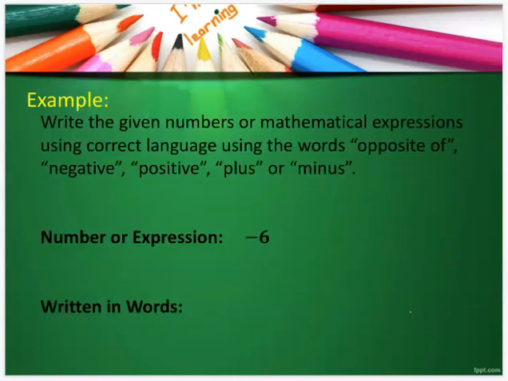So if you see this number or expression, how would you say it out loud, or how would you write it in words? If you said negative 6, you would be correct. We don't want to say minus 6. Remember, we only want to use minus when we're doing subtraction. It's going to help with our conceptual understanding of subtraction and integers in general. Here's another one. How would you write or say this one?